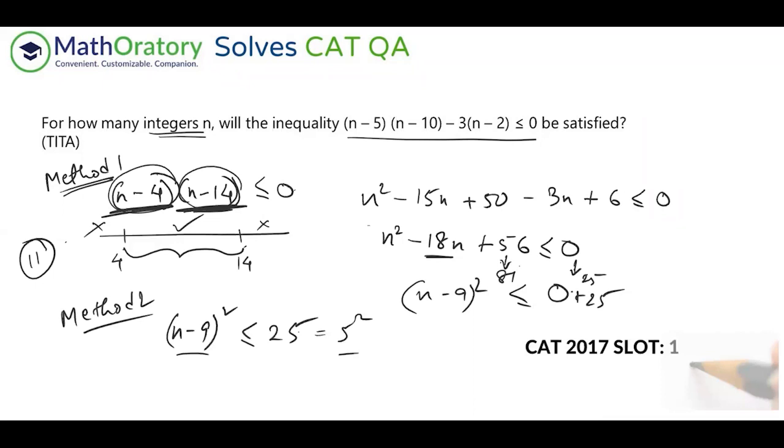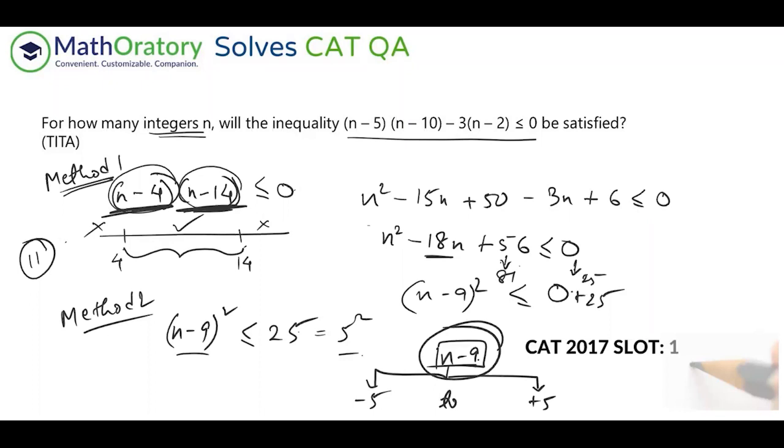So essentially what does this mean? n minus 9 whole square less than equal to 5 square implies the value of this n minus 9 ranges from minus 5 to plus 5. That's it. Now, understand another important idea here. This is why I pointed out the integer part. If n is an integer, then n minus 9 is also an integer, and vice versa. Converse is also true. Implies that as many solutions as you will have for n minus 9, you will have that many corresponding solutions for n.